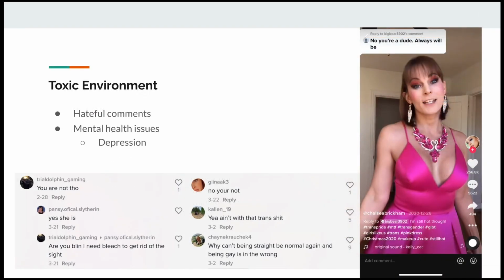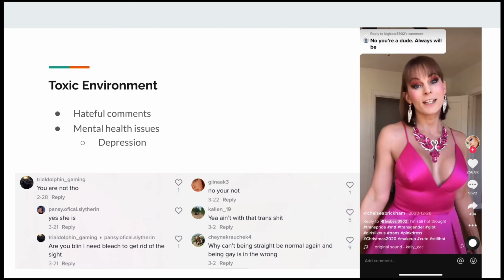So there's also a toxic side to TikTok as well, where anti-LGBTQ people would gather and try to bring down others with hateful comments. The woman in pink is Chelsea Brickham, and she's a trans woman. On one of her TikToks, she posted a response to one of the mean comments that she received, and it basically told her that she's a dude and she'll never be a woman. And her response ended up attracting a bunch of other hateful commenters.